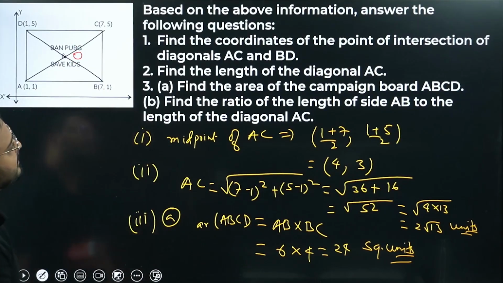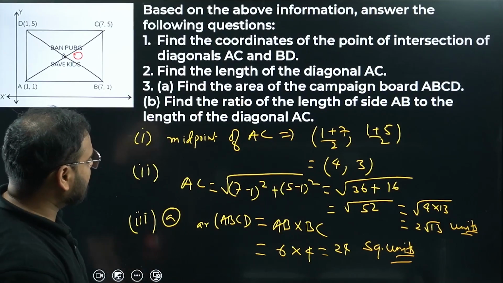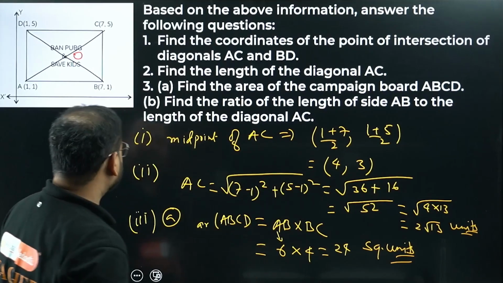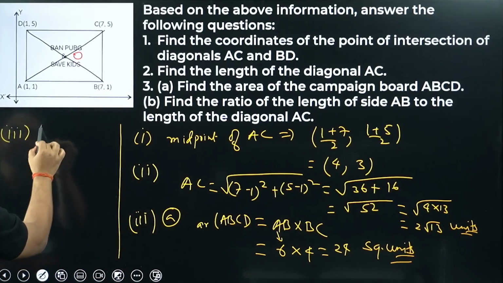Part B. Find the ratio of the length of the side AB to the length of the diagonal AC. What's the AB length, sir? AB length is 6, sir. I can do this part B over here.